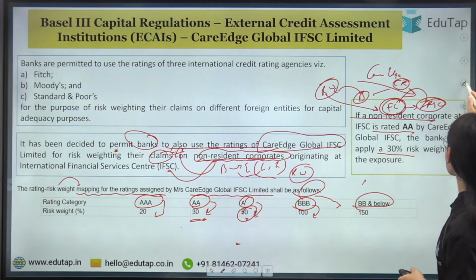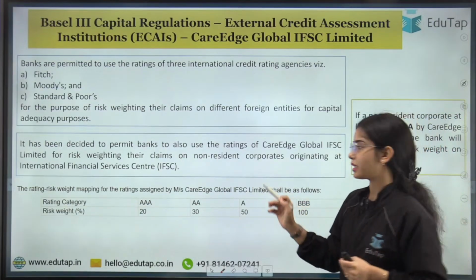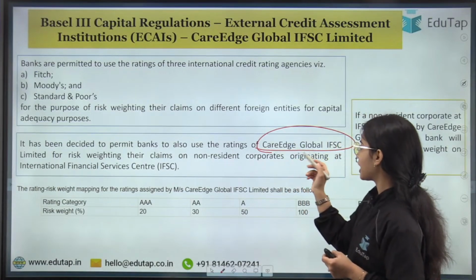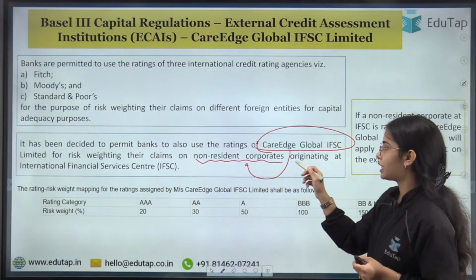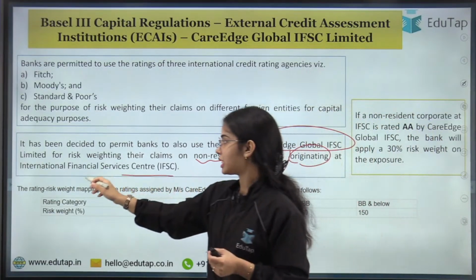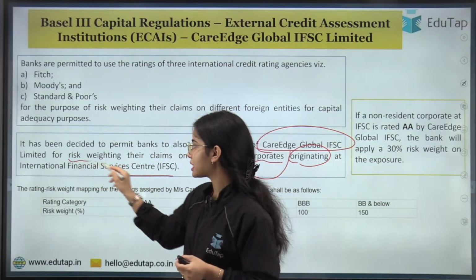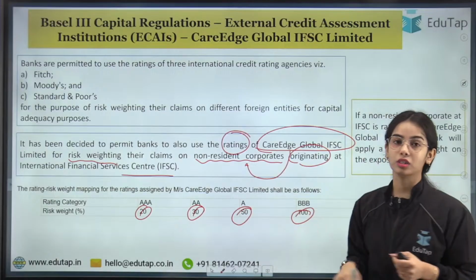If there is any confusion, kindly ask me, but I hope this is very much clear that the banks can use the ratings given by the CareEdge Global IFSC, but the CareEdge Global IFSC can give the ratings to be used by the bank only for the non-resident corporates that are originating at IFSC, and the banks can use these ratings for having the risk weight on their exposure, on their loan or the investment.